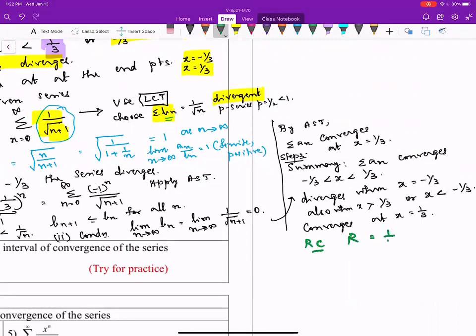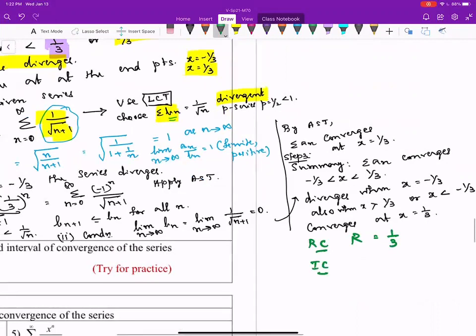What is the interval of convergence? So it converges on the interval -1/3 to +1/3, but diverges at -1/3, but converges at 1/3. So it is open -1/3, closed 1/3. That is in this interval, -1/3 to +1/3 inclusive, the series converges.